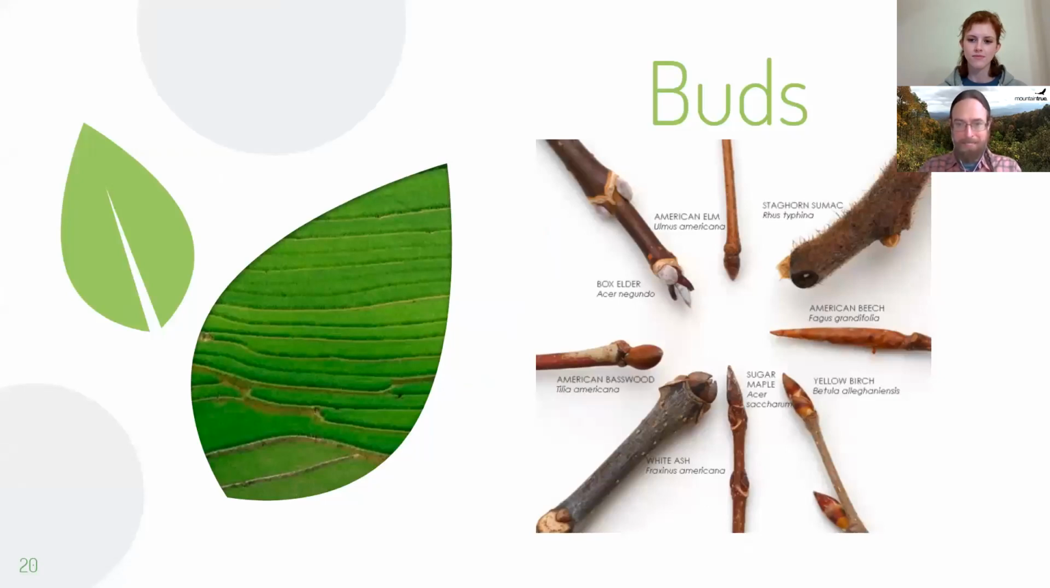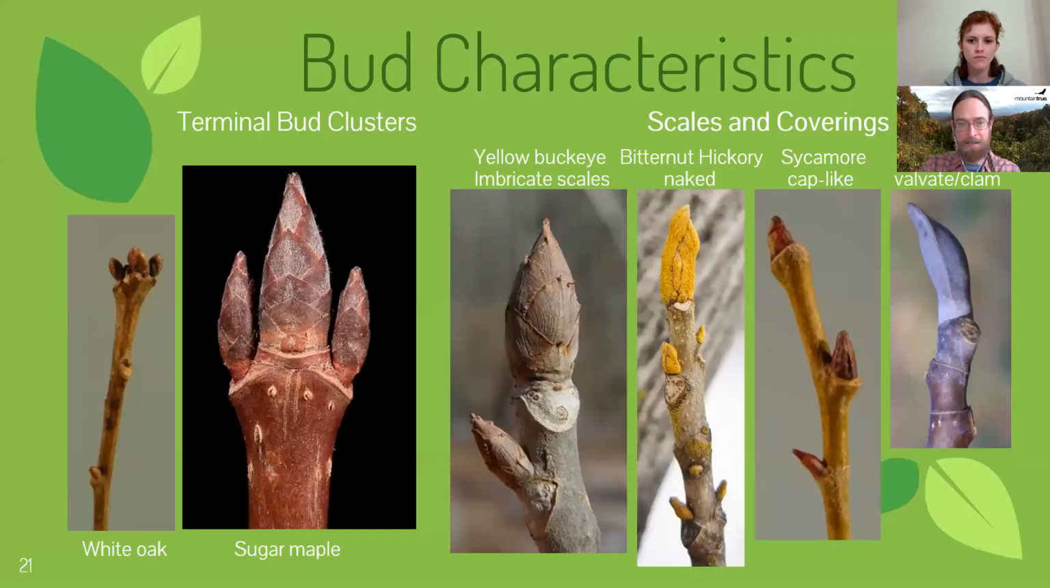Now, looking at buds here, gosh, again, there's almost endless variety to look at. Everything from shape to size to color to scaled versus unscaled. Lots and lots of different things to look at. And again, the buds can be a great indicator of whether you're looking at an alternate or an oppositely branched tree. So let's look at some buds.